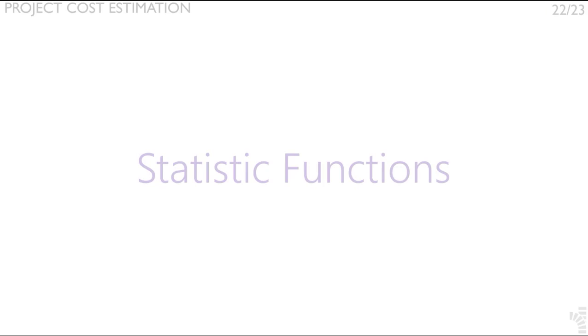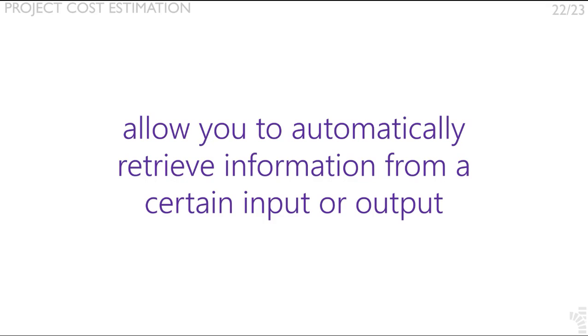Inserting simulation statistics. Statistics functions return desired statistics on simulation results for a specified cell or a simulation output or input. These functions are updated in real time as a simulation is running or at the end of a simulation. Having statistic functions available in Excel cells allows you to automatically retrieve information from a certain input or output without having to open a graph of a certain variable and read a certain statistic.